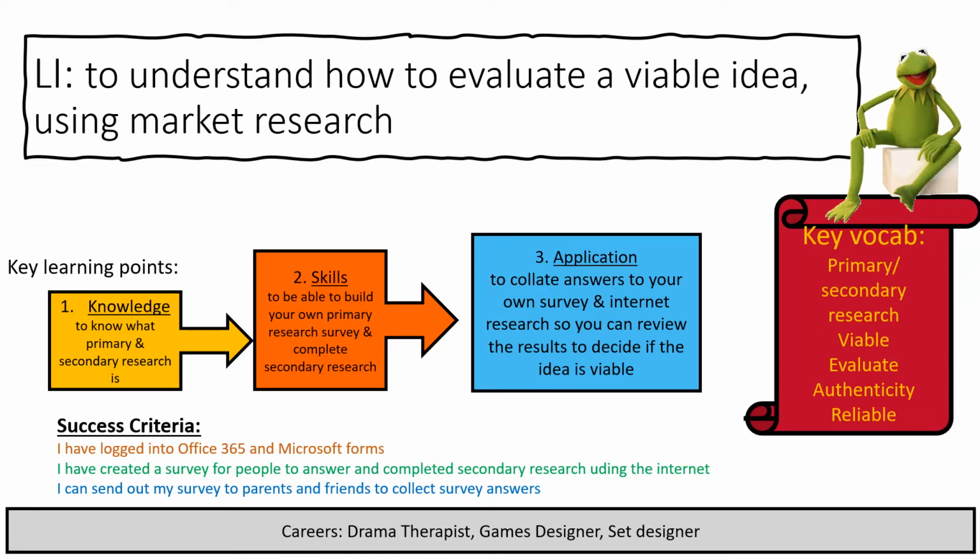So we need to explore market research, so that is knowing what primary research is, to be able to build your own primary research and to collate answers on your own survey and review the results alongside secondary research as well to decide whether you have a good idea. So the keywords are primary and secondary research, viable, which is it good, is it robust, evaluate, what's good and what's bad about it, survey, authenticity, is it genuine, and is it reliable.